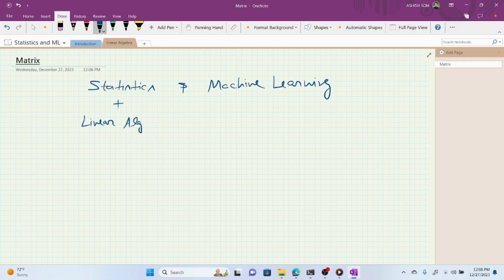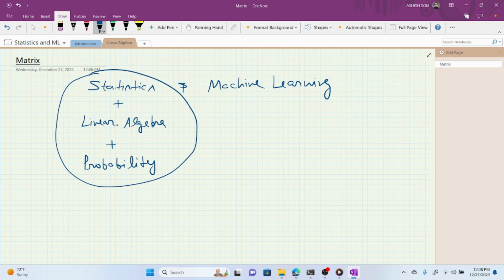linear algebra plus probability. These things we have to know. Once we know them, whatever we learn here, statistics, linear algebra, and probability, we are going to apply all of them in machine learning. With the help of machine learning, we are going to get some prediction, or you can say predictive analysis.